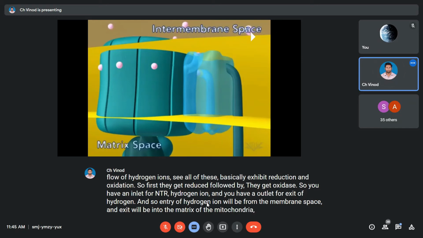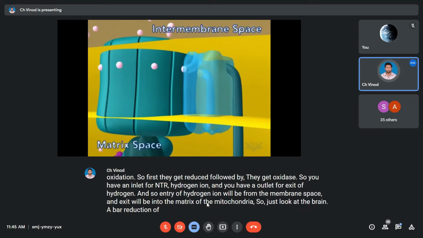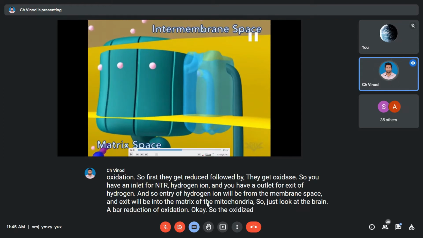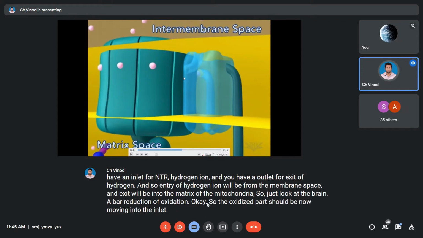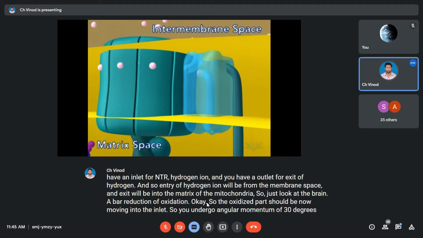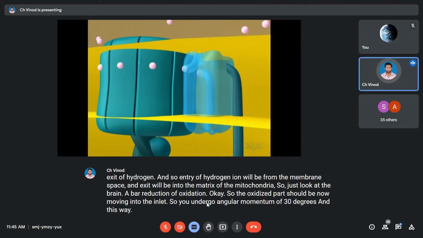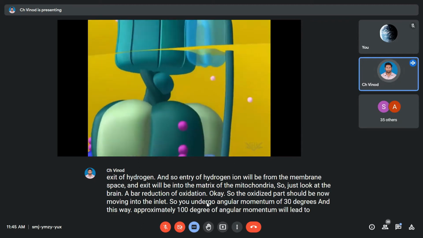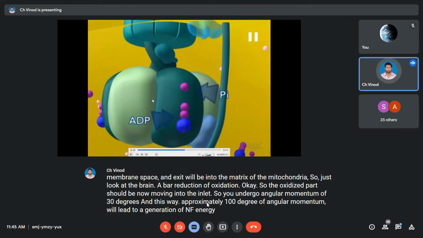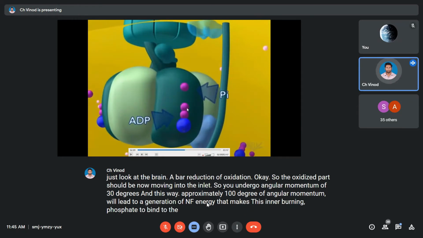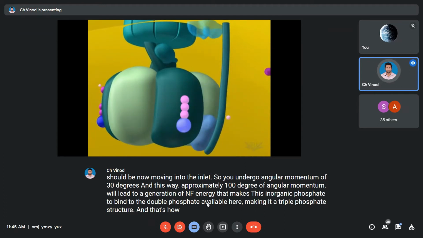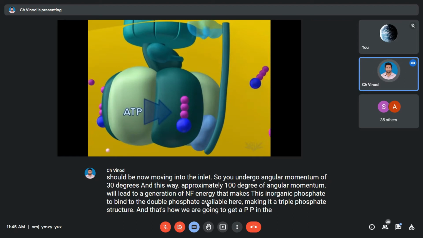mitochondria. So just look at the way, once reduction is done, then oxidation happens. The oxidized part should now be moving into the inlet. So you undergo an angular momentum of 30 degrees. This way, approximately 120 degrees of angular momentum will lead to generation of enough energy that makes this inorganic phosphate bind to the double phosphate available here, making it a triple phosphate structure. And that's how we are going to get ATP in the mitochondria.